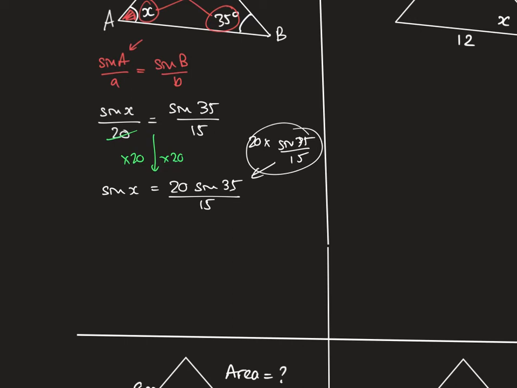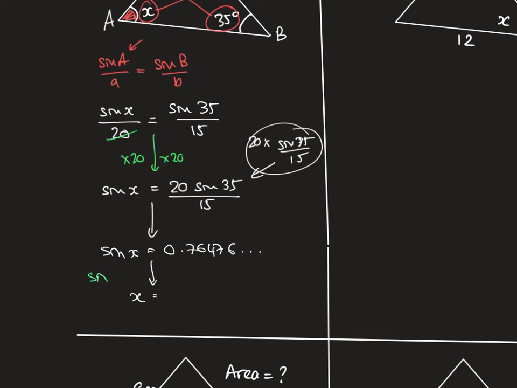Okay, so, right, good. Now I pop that into my calculator. So I'm going to put my fraction button, and 20, remember some calculators need you to put times by sine 35, close my brackets, and then all over 15. And that gives us sine x is equal to 0.76476... So how do we get the x on its own?